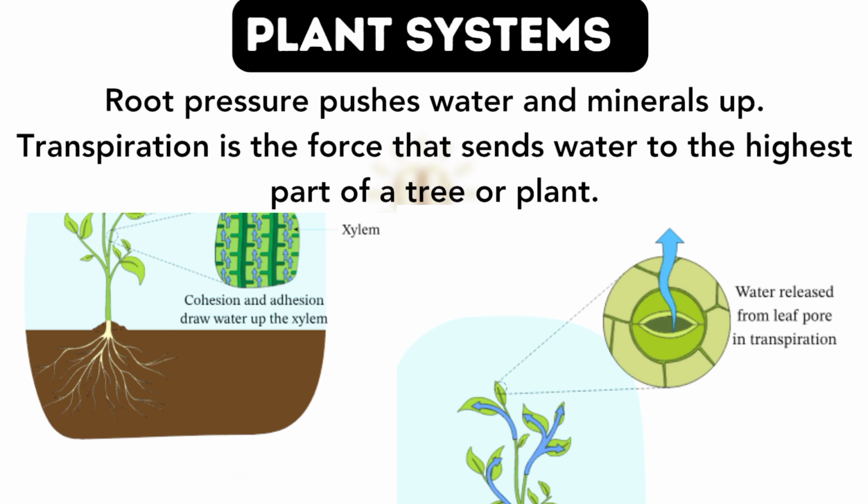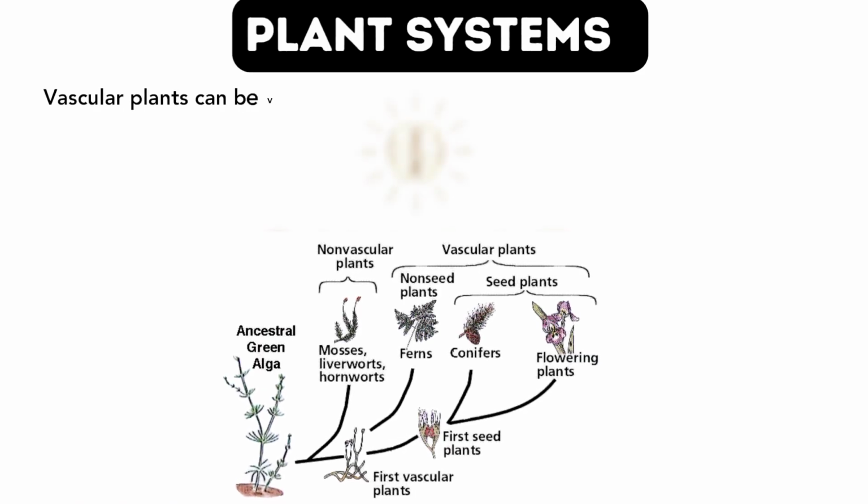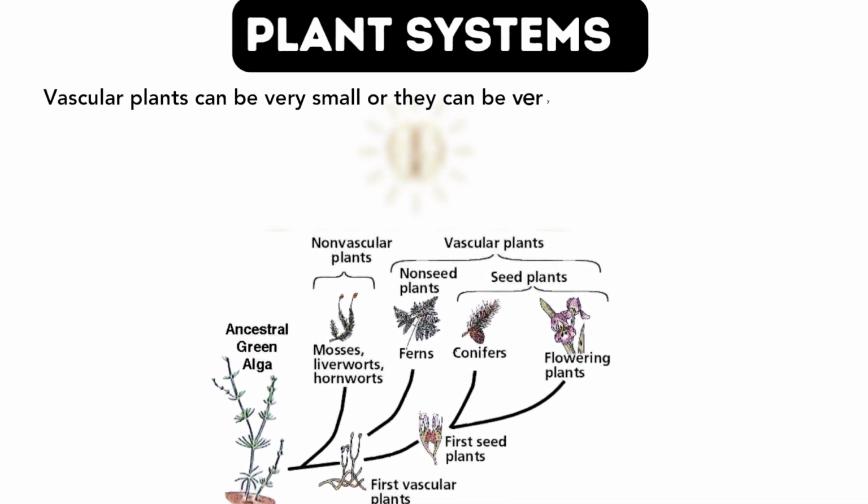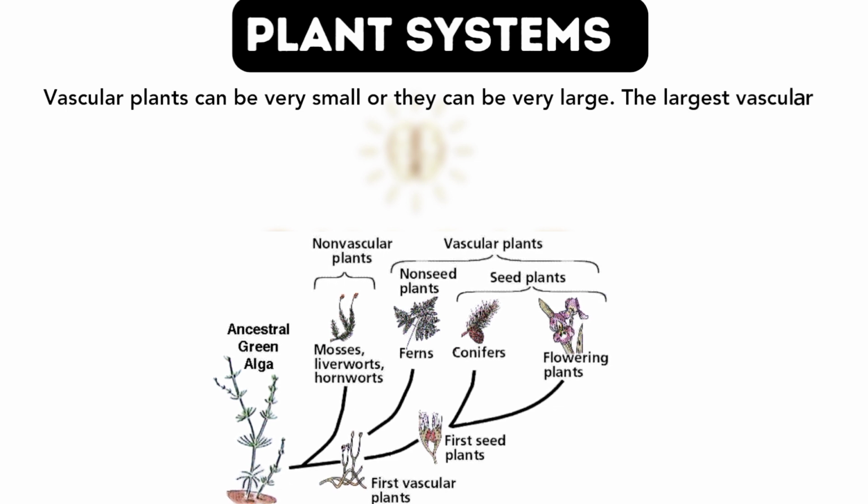Transpiration. Transpiration is the force that sends water to the highest part of a tree or plant. How wide, how tall? Vascular plants can be very small or they can be very large. The largest vascular plants are trees.